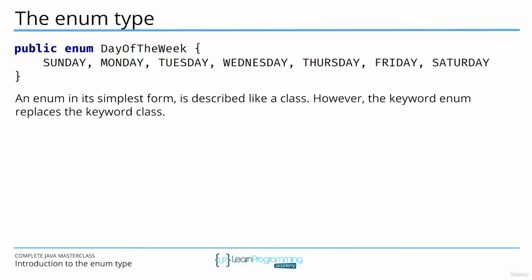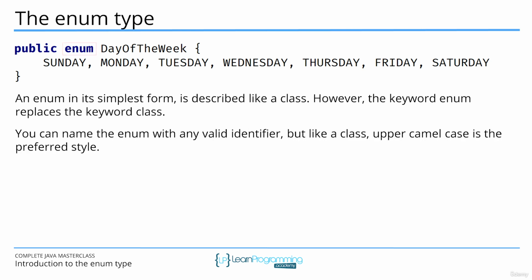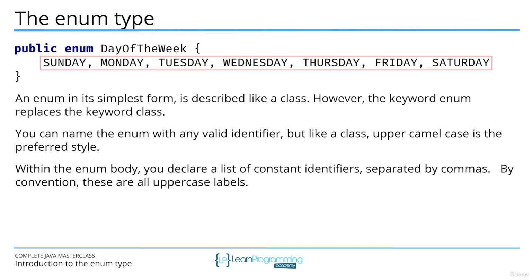An enum, in its simplest form, is described like a class. However, the keyword enum replaces the keyword class. You can name the enum with any valid identifier, but like a class, upper camel case is the preferred style. Within the enum body, you declare a list of constant identifiers, separated by commas. By convention, these are all uppercase labels.